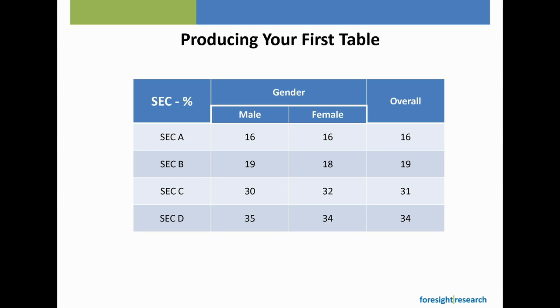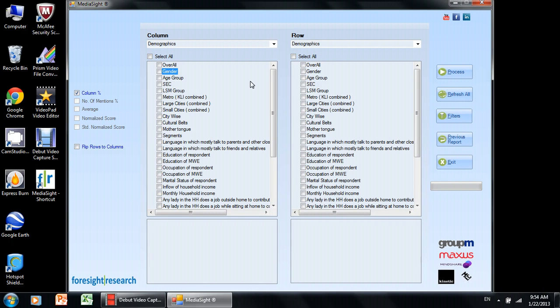Now we will show you how to process this table from MediaSight. We will select gender and overall from column. Please keep in mind that we are to select gender first and overall after it. And now we select SEC from rows.